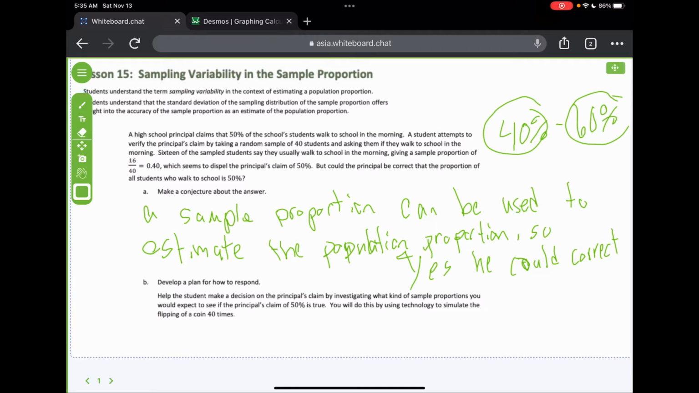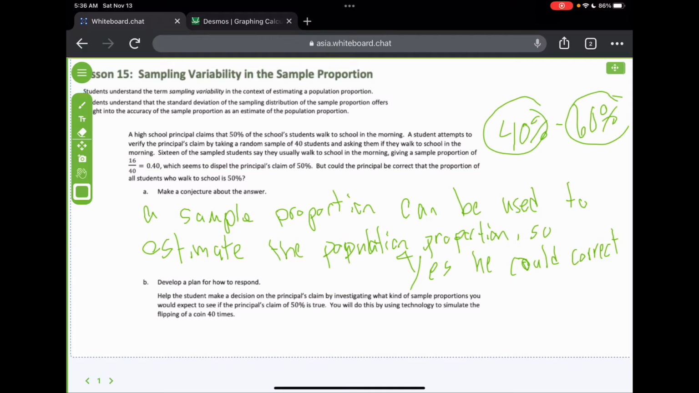So let's see. B says, develop a plan for how to respond. Help the student make a decision on the principal's claim by investigating what type of sample proportions you would expect to see if the principal's claim of 50% is true. You will use technology to simulate flipping a coin 40 times. We're going to see how many heads, and we'll say that is the students who walk to school. Tails would represent students who are bused or come by car.